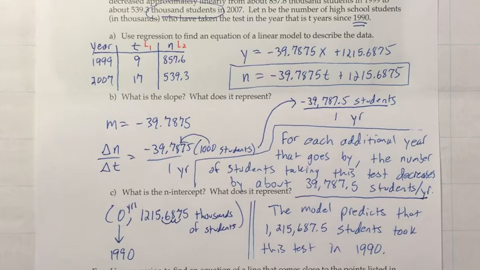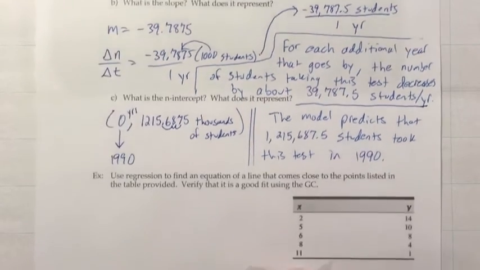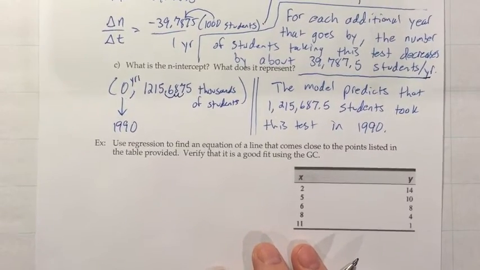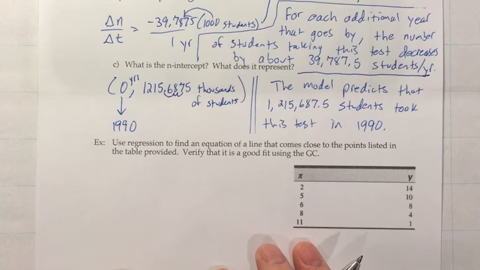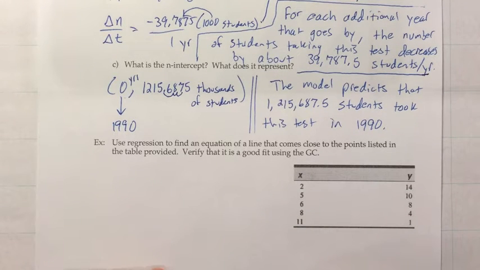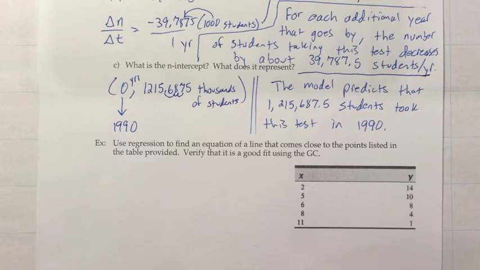All right, so continuing on to the next example, I want to go ahead and show you how we use regression when there is more than one ordered pair. So use the regression to find an equation of a line that comes close to the points in the table provided, and then verify that it's a good fit using the graphing calculator.